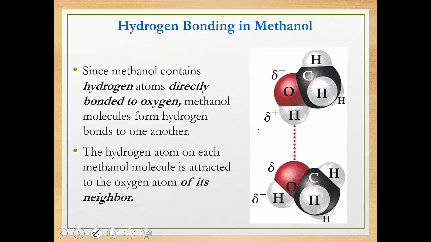Another example of a material that can hydrogen bond is methanol. So it's an alcohol. You've got a carbon bonded to 3 hydrogens here, 1, 2, 3, and then it's bonded to an oxygen, which in turn has another hydrogen. Now, since methanol contains hydrogen atoms which are directly bonded to oxygen, right here, this one, then it can form hydrogen bonds to the next one. So it's the OH group that is particularly important in this alcohol to allow hydrogen bonding. Okay, so right here we form a hydrogen bond.